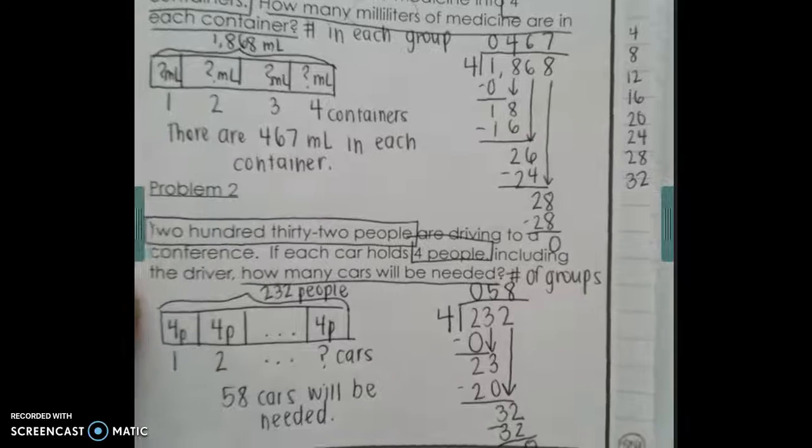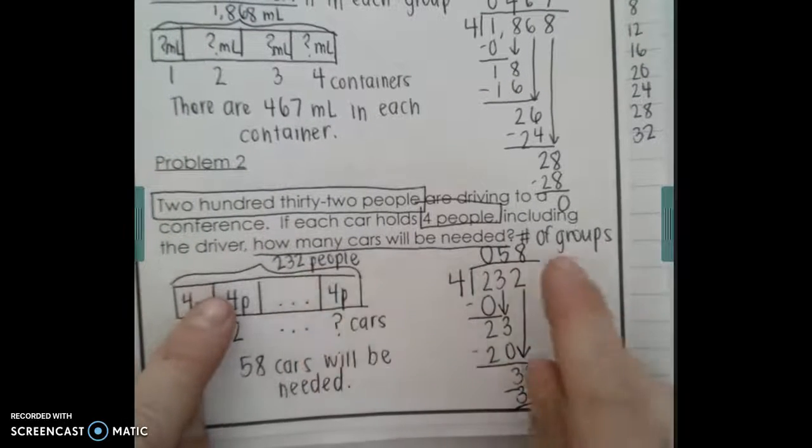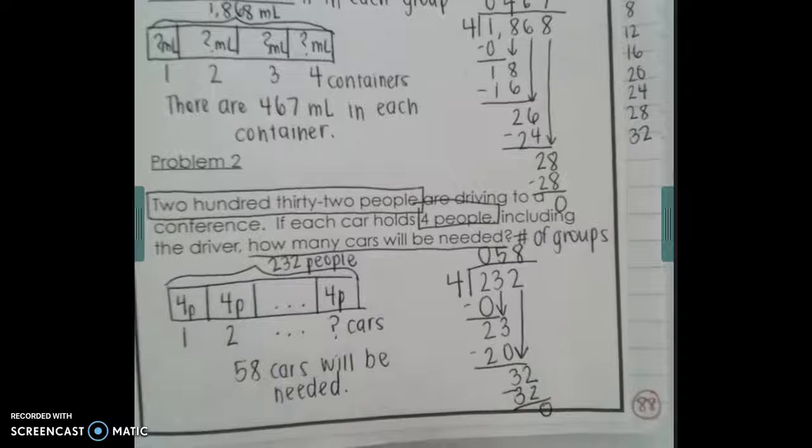So really important during our word problems that we're drawing a tape diagram. That's going to help us figure out if we have our number of groups, number in each group, and then what we're finding. We will work on this tomorrow.